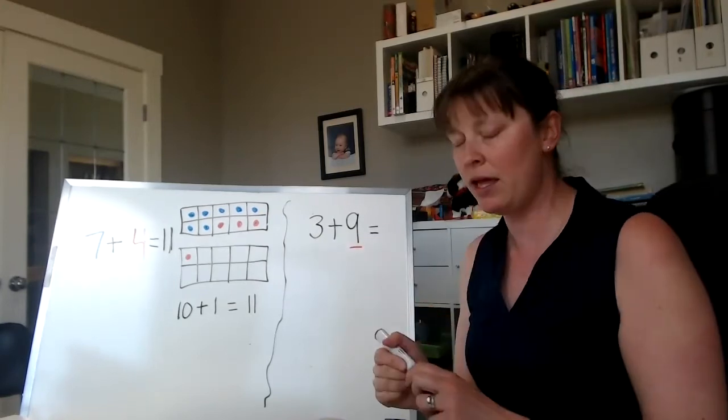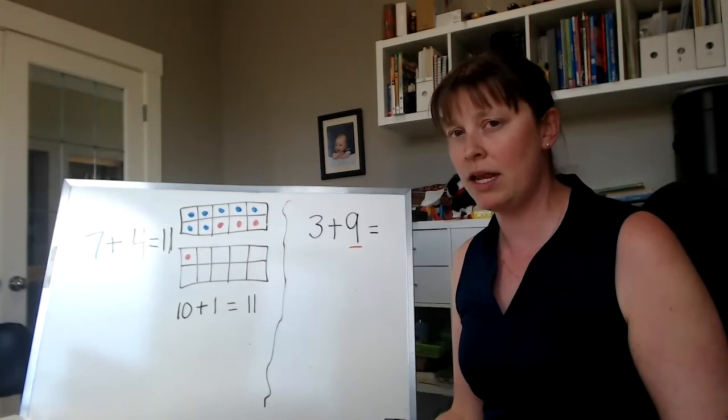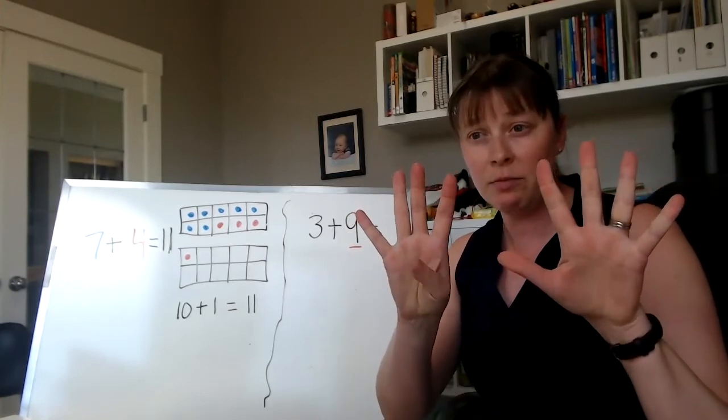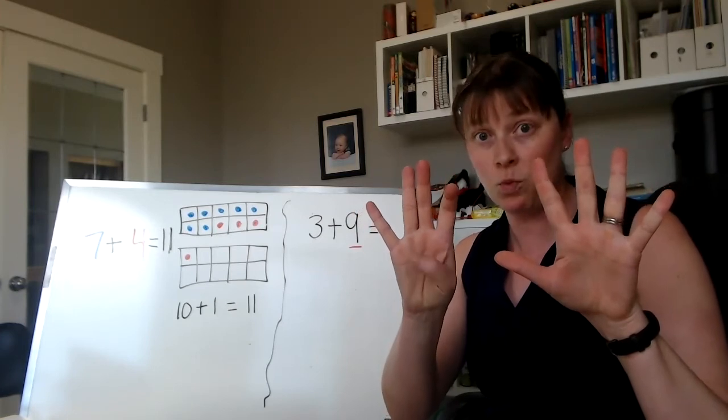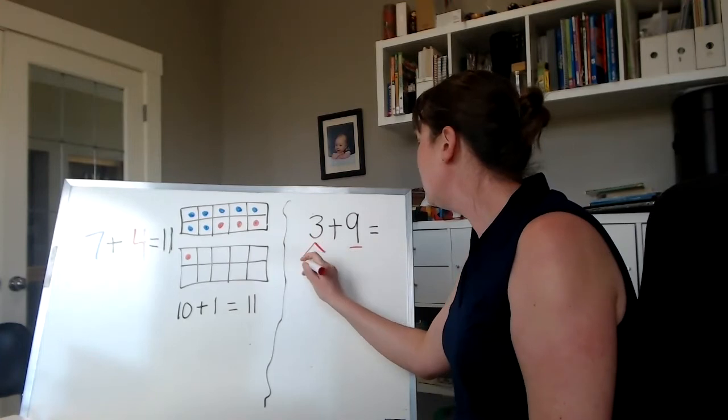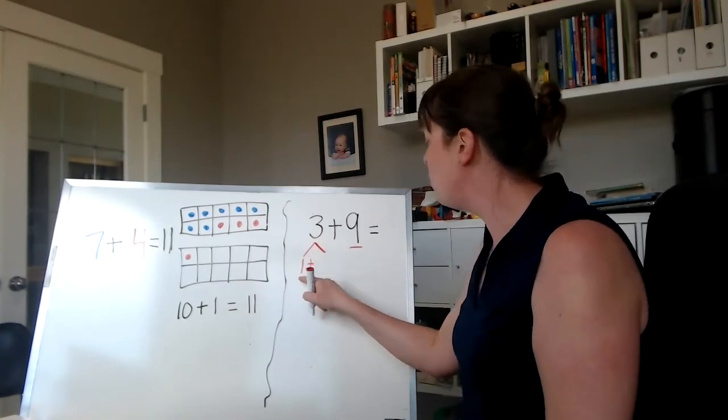Now I'm thinking in my head, 9 plus what makes 10? I want to make 10. Use your fingers if you need to. If I have 9, how many more do I need to make 10? I need 1 more. So I'm going to come over to the 3, and I'm going to make a fact family using that 1 more.